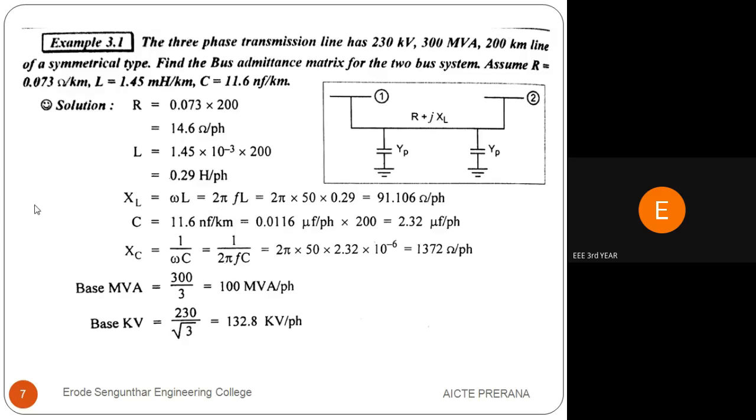And again, we go for the base MVA. For that purpose, the given value 300 is divided by 3, so we get 100 MVA per phase. I said already we have to convert everything into phase. To convert to phase, we divide the 300 by 3 for power, whereas in case of voltage, we divide 230 kV by root 3. So finally we get 132.8 kilovolt per phase. So it's a common thing.